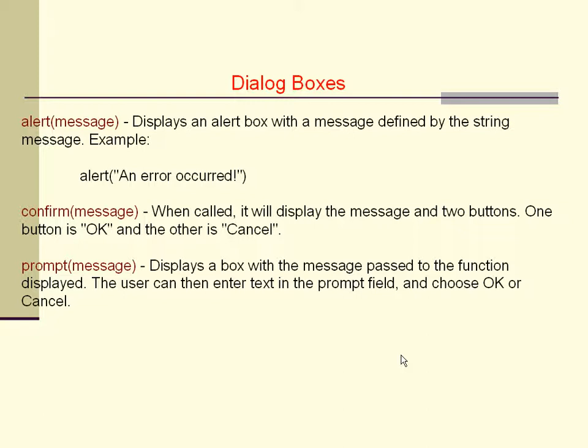This will display a text box and two buttons. They are OK and cancel. The user can enter a value into the text box so that the value entered can be passed into some variable and can be used in further manipulations. Now let us see a small example to display all of these dialog boxes.